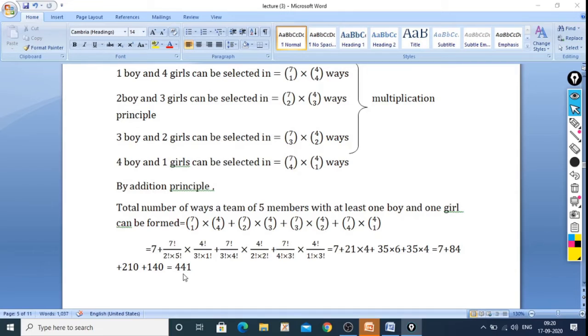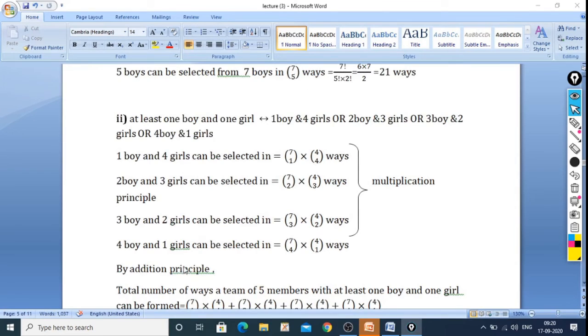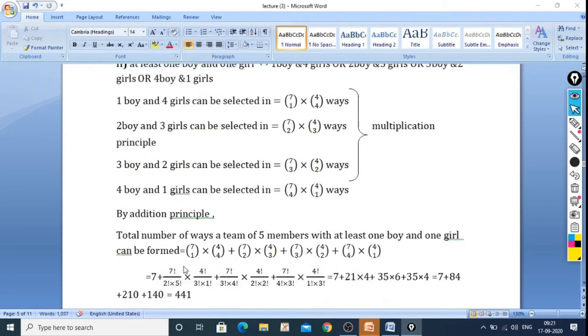So the total answer is 441. So 441 ways are there that we can form the committee with at least 1 boy and 1 girl.